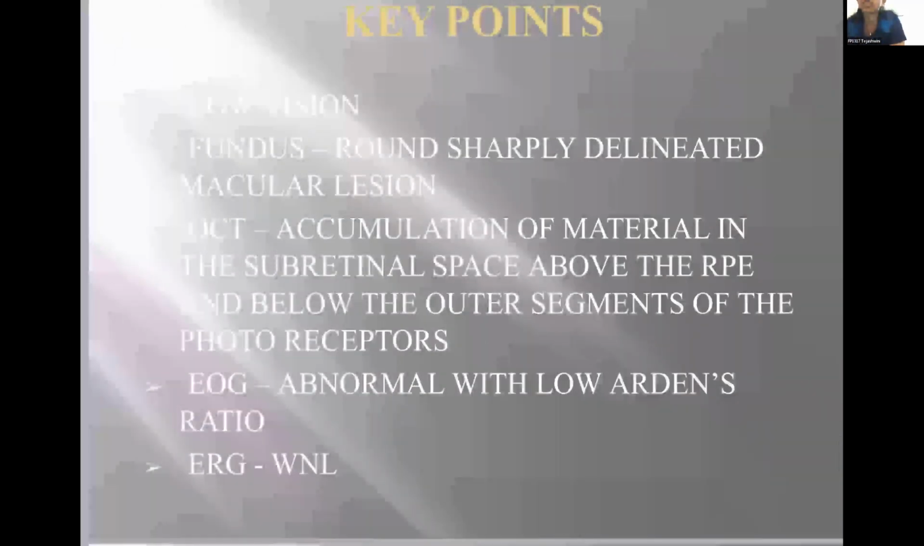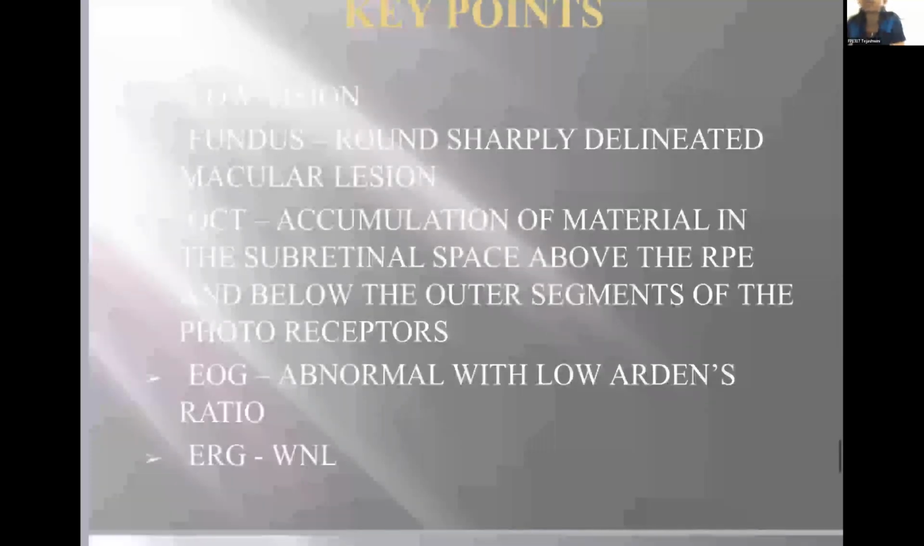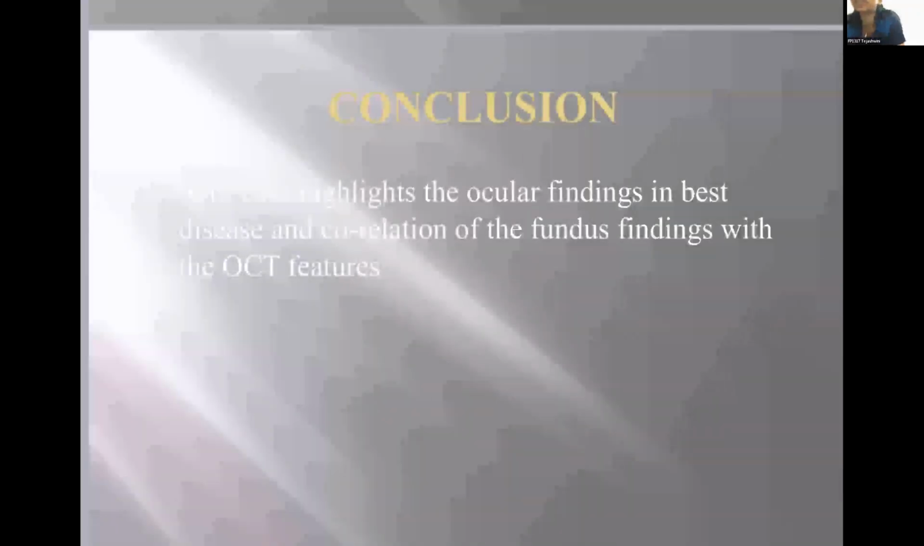The key points of this case were low vision and fundus showing a round, sharply delineated macular lesion. The OCT images showed accumulation of material in the subretinal space above the RPE and below the outer segments of the photoreceptors. EOG was abnormal with low Arden ratio and ERG was normal. Conclusion, our case highlights the ocular findings in Best disease and correlation of the fundus findings with the OCT features. Thank you.